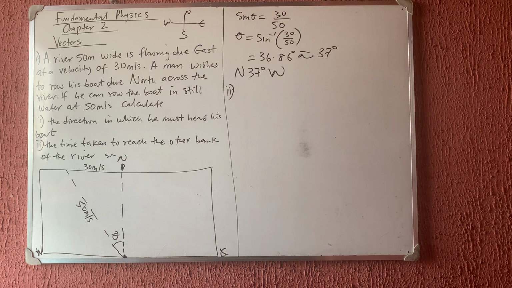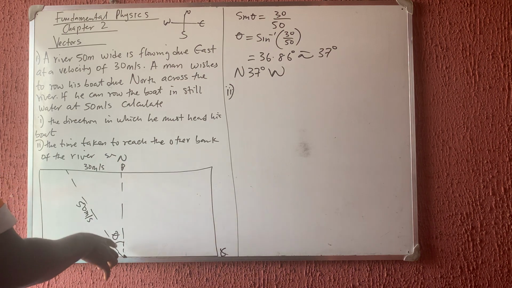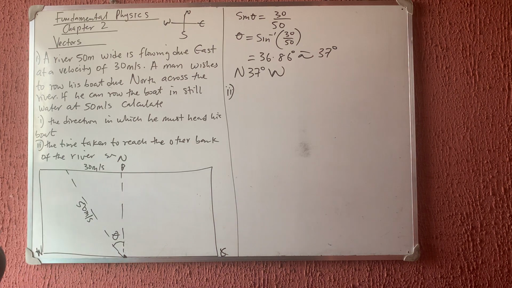Now, to calculate the time it will take this man to reach the other side of the river, first of all, we need to calculate the distance from here to here. We need to get the distance from here to here. But first of all, let us get the displacement from here to here and see what we are going to have.